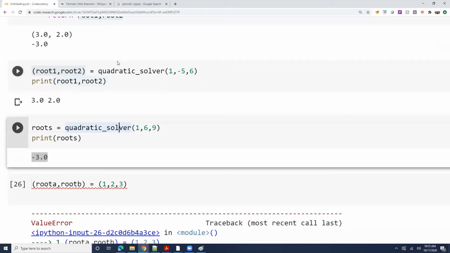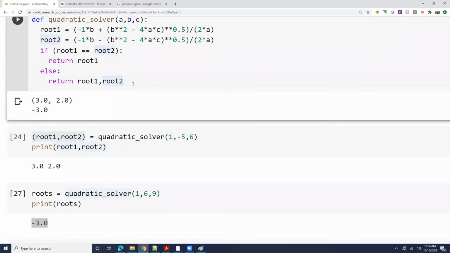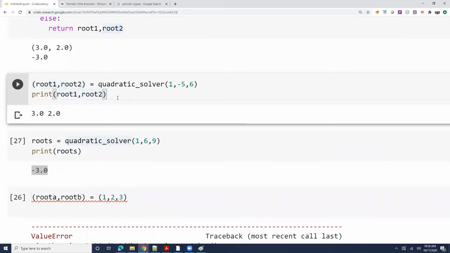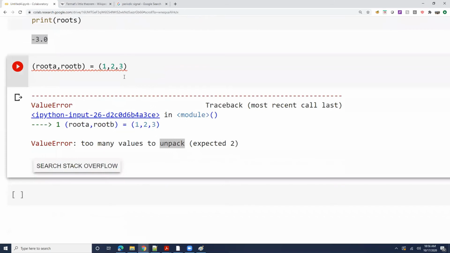It's because that's how we wrote the function. We wrote our function so that it returns only one root if it has one unique root and two roots if it doesn't have a unique root. So the way we wrote the function made it that way. That's part of the problem.